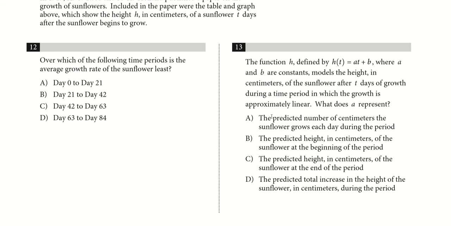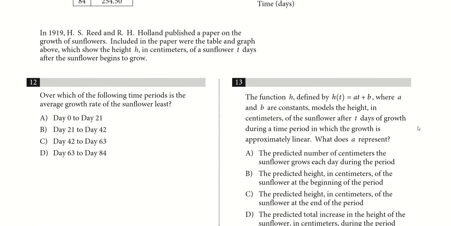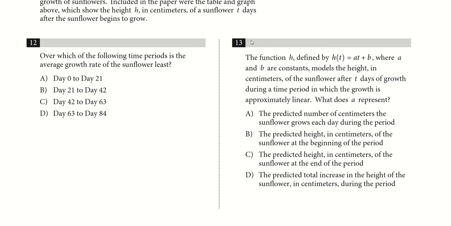So here we're talking again about this information and interpreting it, and we are being told the function h defined by this, where a and b are constants, models the height in centimeters of the sunflower after t days. So it's height as a function of time, how the height changes as time changes, after t days of growth during a time period in which the growth is approximately linear.